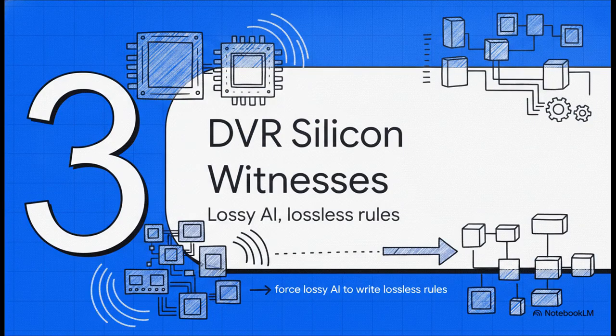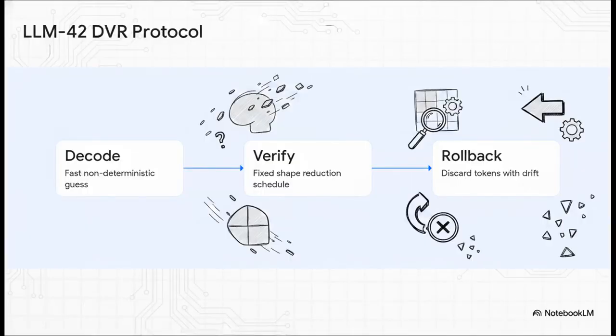Section 3. DVR creates silicon witnesses, forcing lossy AI to write lossless rules. Let's move to how this builds out in reality.